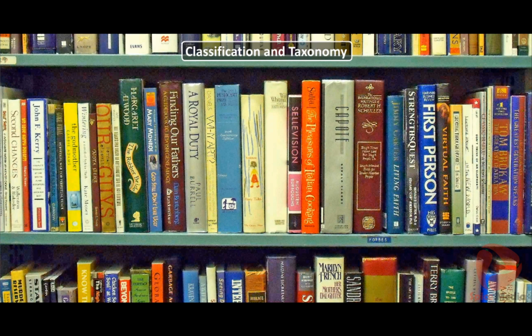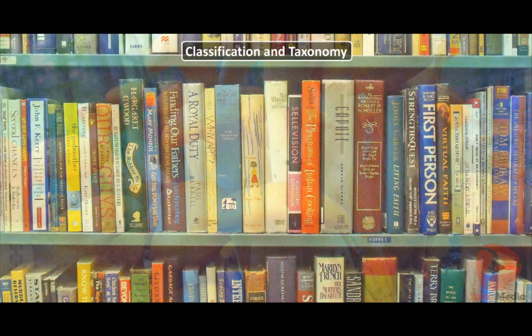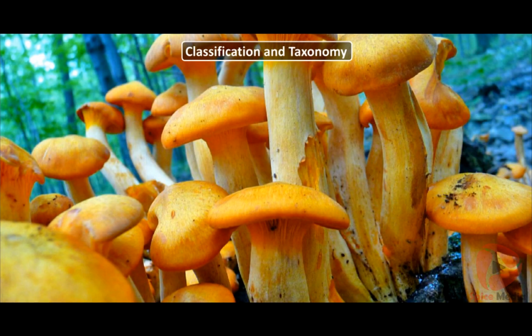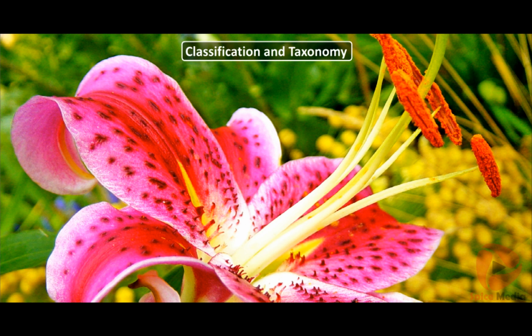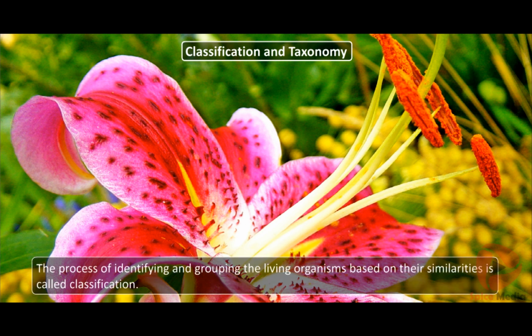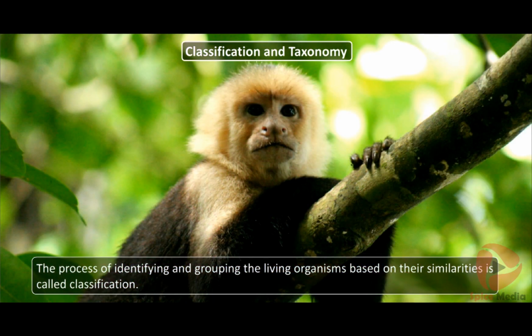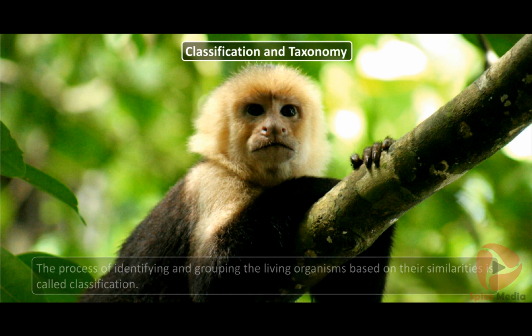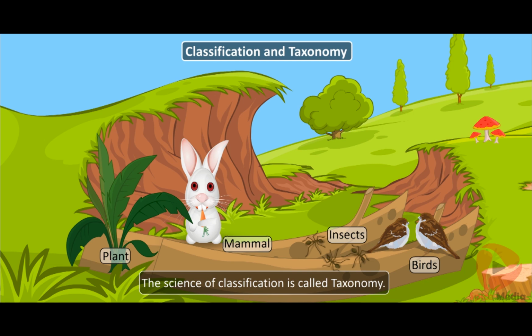Similarly, to avoid confusion, waste of time, loss of energy, and make things clear, biologists have organized living things with similarities so that it will be easy to study and identify them. The process of identifying and grouping living organisms based on their similarities is called classification. The science of classification is called taxonomy.